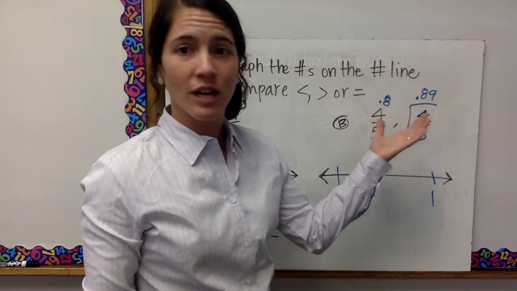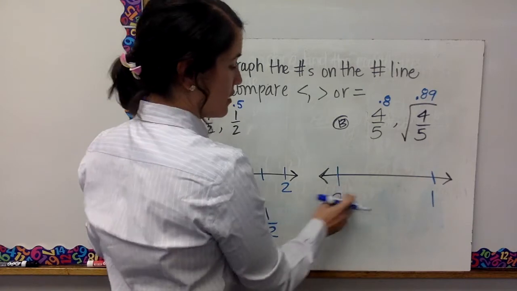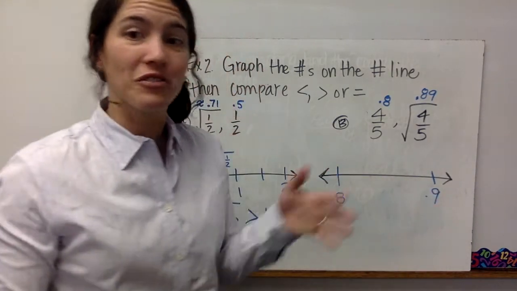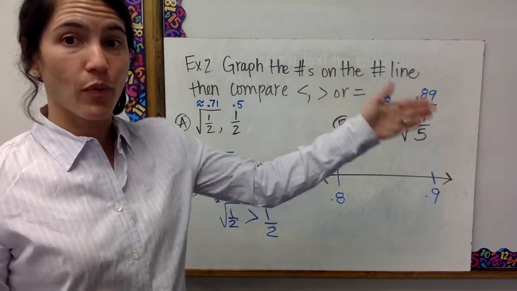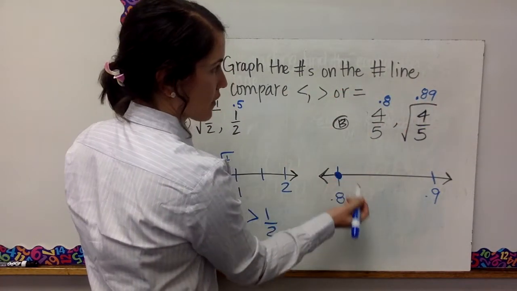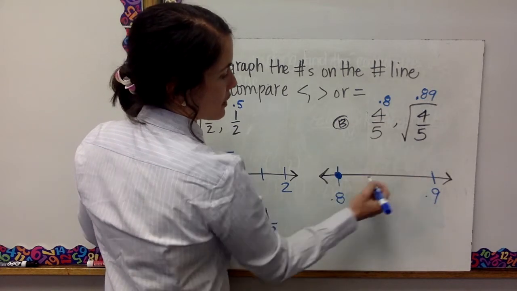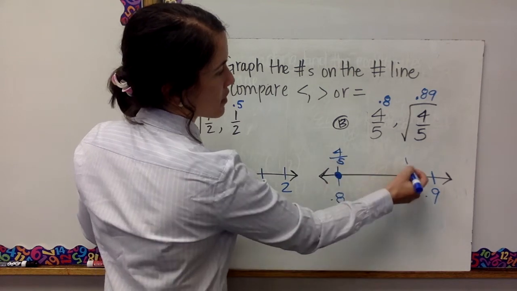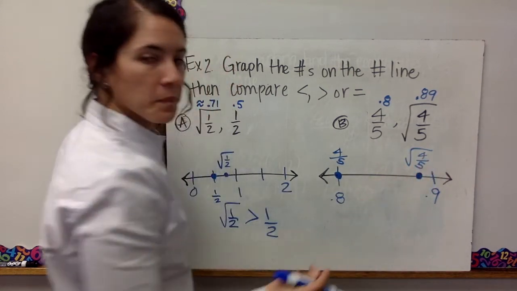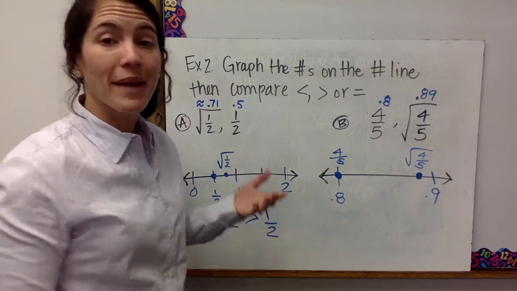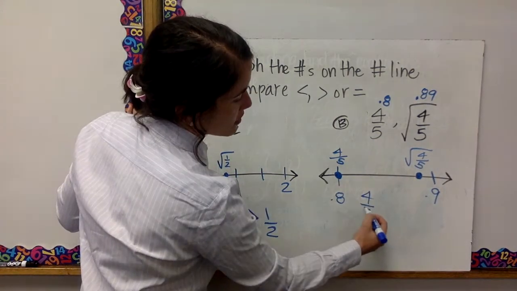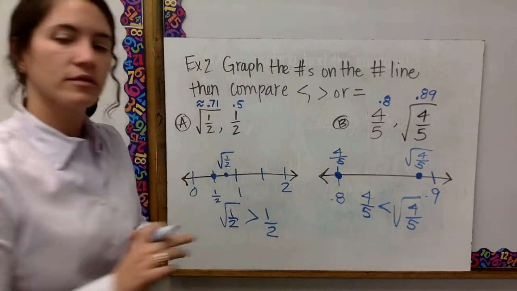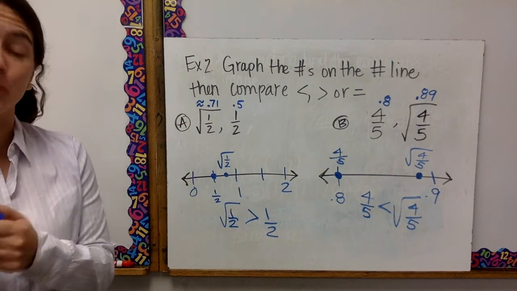I don't need to go all the way. Actually, we're just going to go from 0.8 to 0.9 because I don't need all those others. I'm just going between 0.8, which is right here, and 0.89 would be right close to 9 over here. So 4/5 and the square root of 4/5. Now we need to compare them. 4/5 is less than the square root of 4/5.